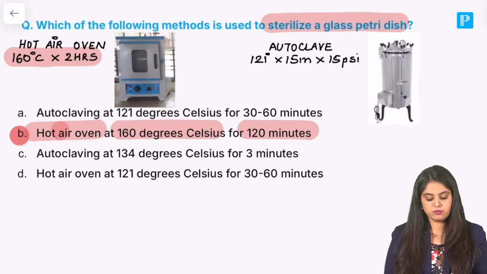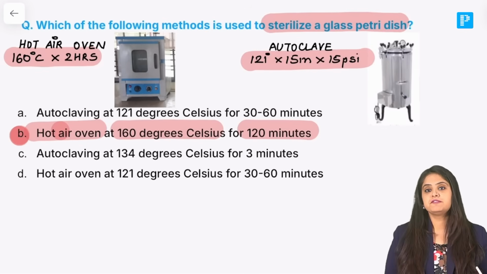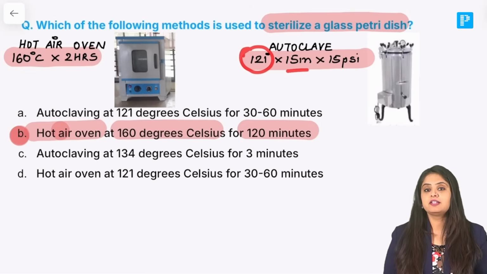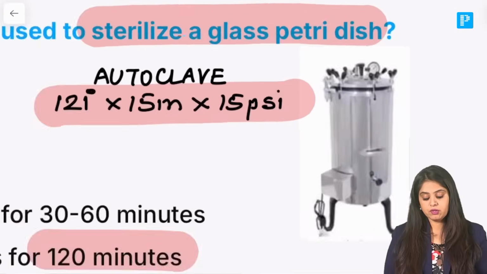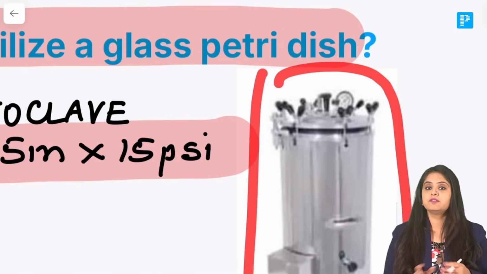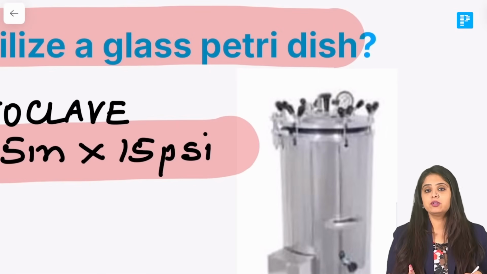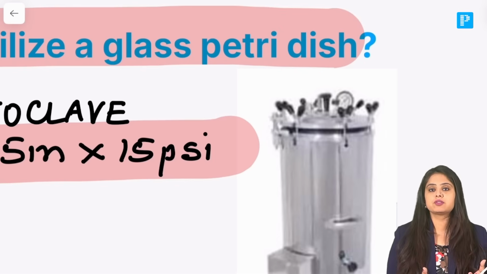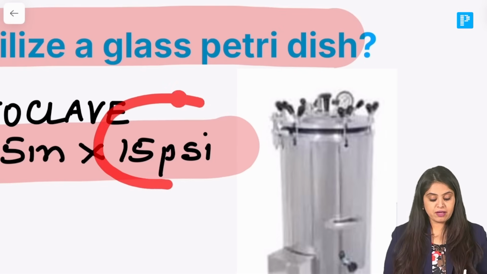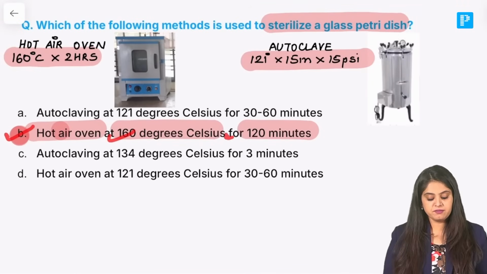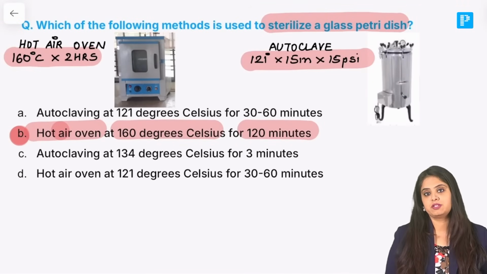What is the temperature for autoclave? It's 121, 15, 15, which means 121 degrees centigrade, 15 minutes and 15 psi. Psi is the pressure unit, right? Because autoclave looks exactly like a vertical or a long pressure cooker. It has a whistle on the top. It is actually going to have a sound of a whistle similar to a pressure cooker in your kitchen. So this is going to have a unit of pressure that is 15 psi. I've got my answer of hot air oven, 160 degrees for 2 hours or 120 minutes.